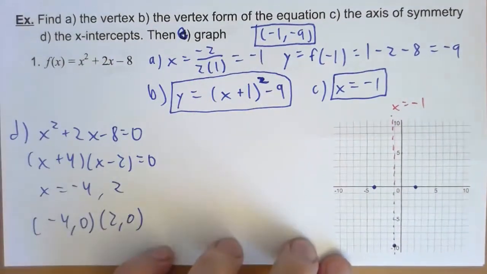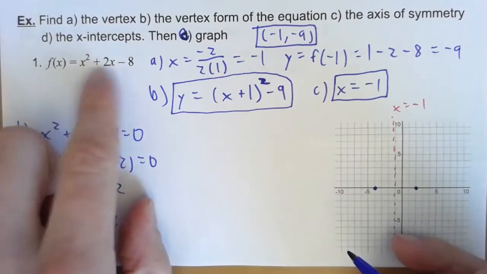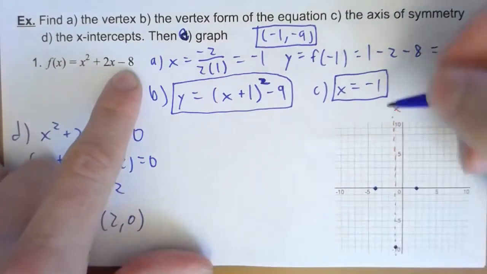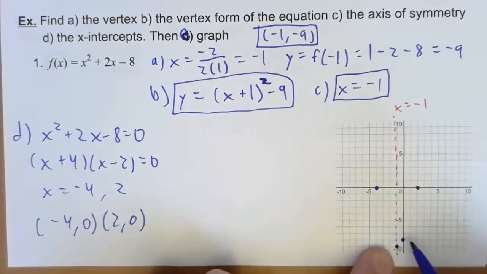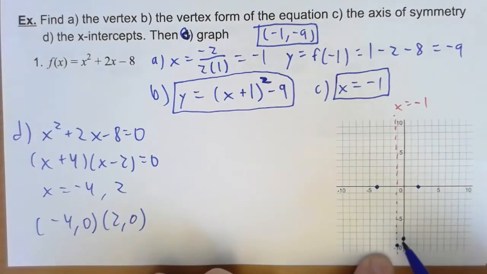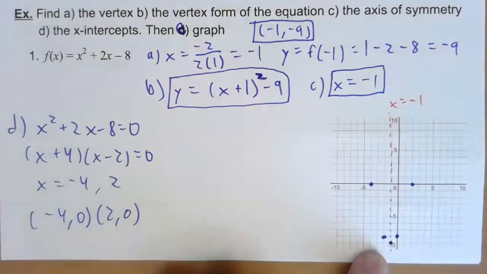If you wanted more nice points here, you could use your y-intercept as well. So if you plugged in 0, you'd get -8 for the y-intercept. And then anytime you have one point for a parabola, you've got another. You could go on the other side of the axis of symmetry and get that mirror image of that point. I mean, this is probably plenty of points for now.